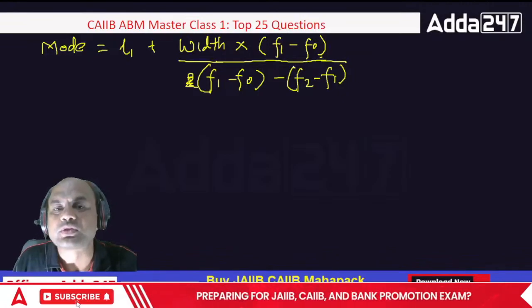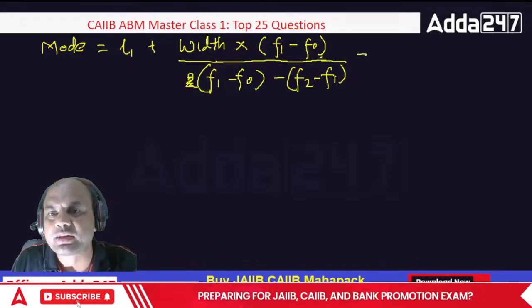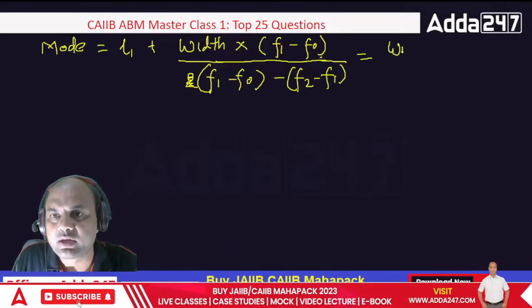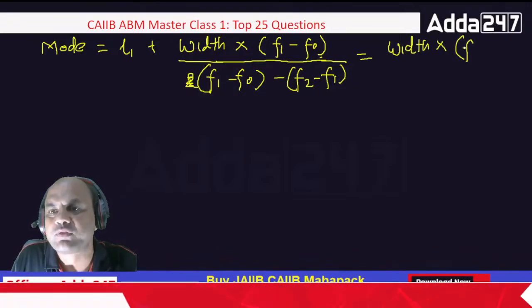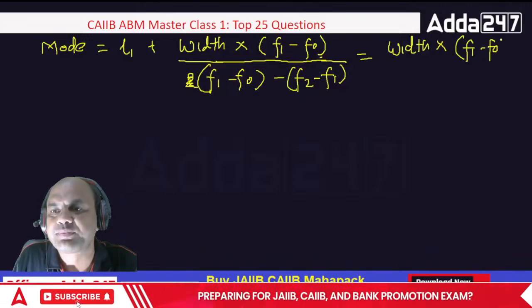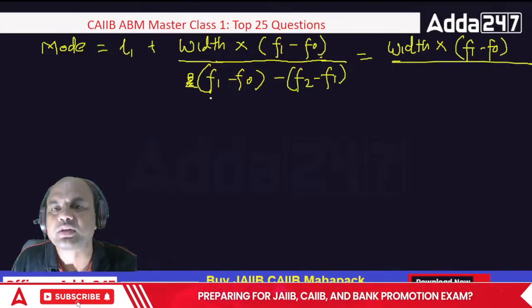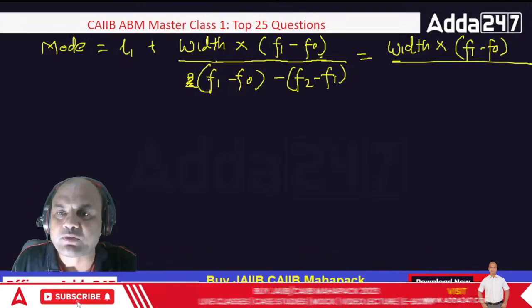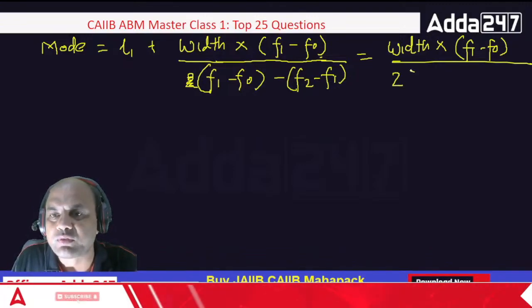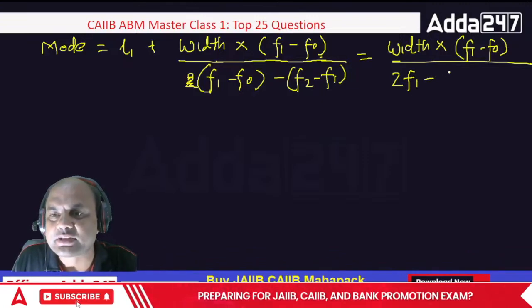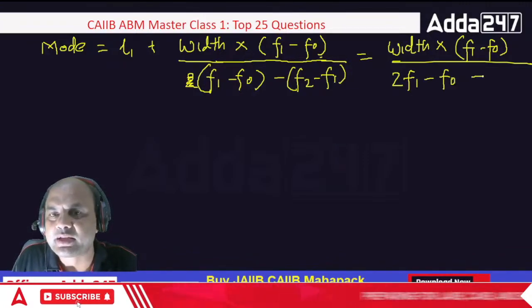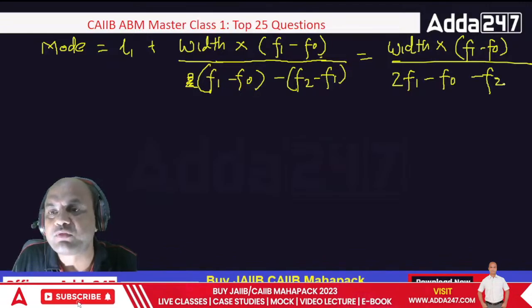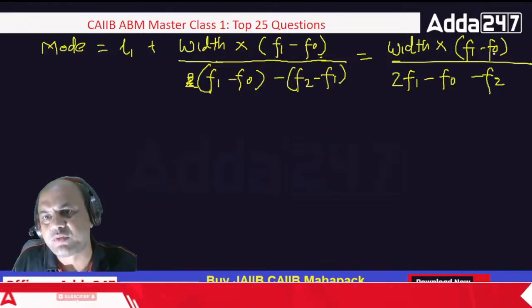So now if you solve this, what will you get? Width into the same, F1 minus F0, the whole upon, now if you solve this, what happens? This minus becomes minus, this becomes plus. So F1 plus F1, 2F1, 2F1 minus F0 minus F2. You will see the same formula in your book, same formula.